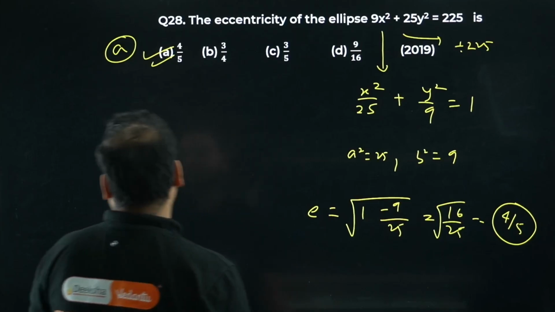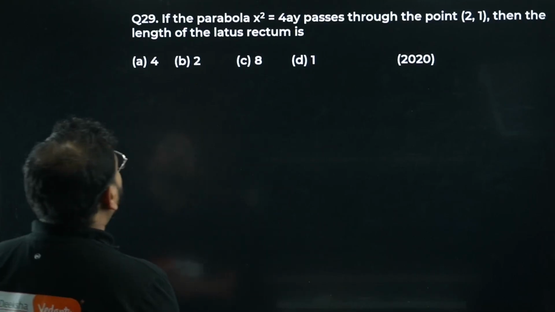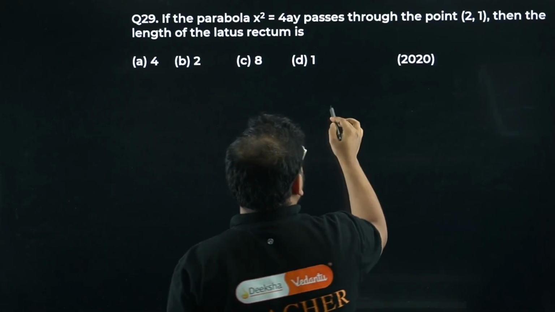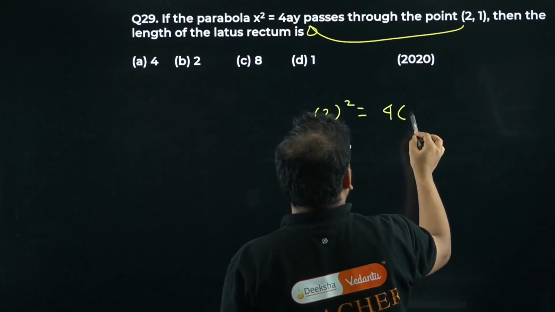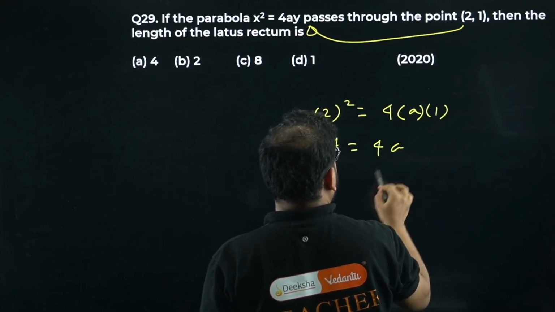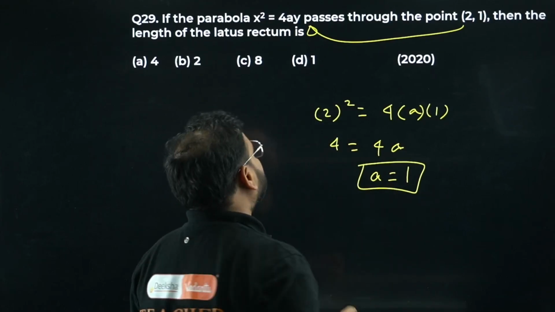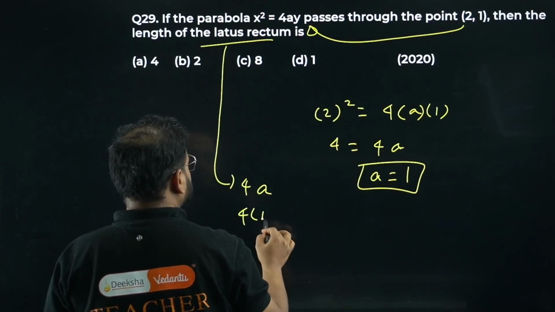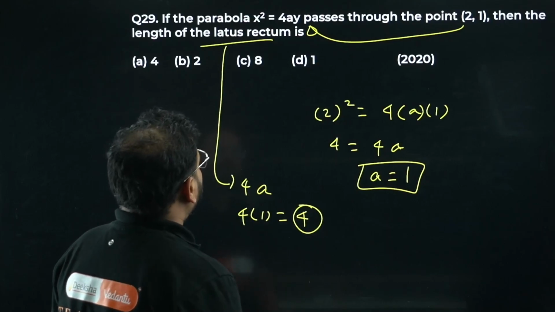Let's move on now to question number 29. Very simple. What we have, the parabola is given, passes through this point. This point will satisfy this equation. We'll write this as 2 square equals 4 into a into 1. So I get 4 equals 4a. It means a equals 1. What are they asking? The length of the latus rectum. How much is that? 4a, 4 times 1, simply 4. Option A is correct.